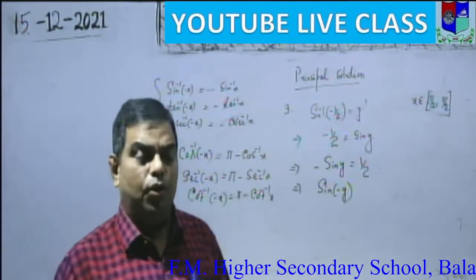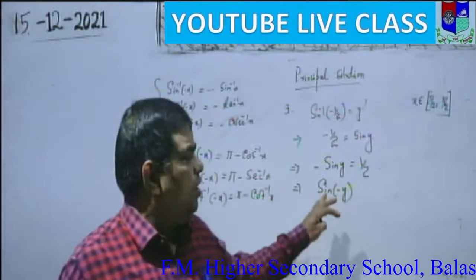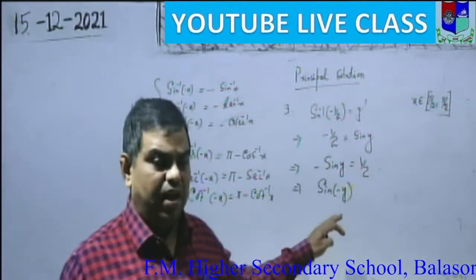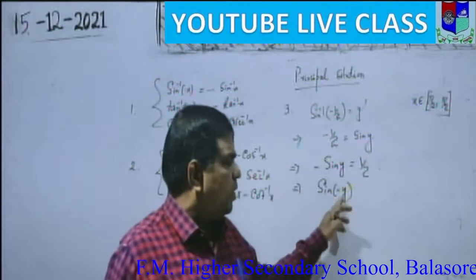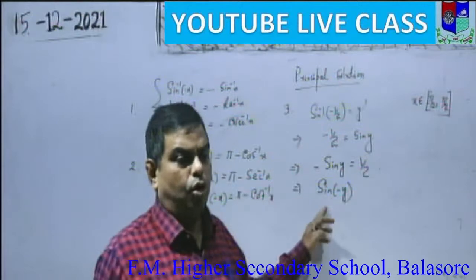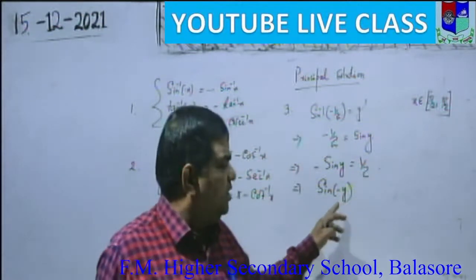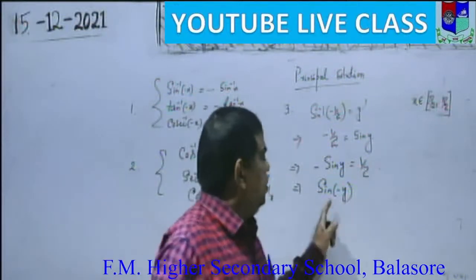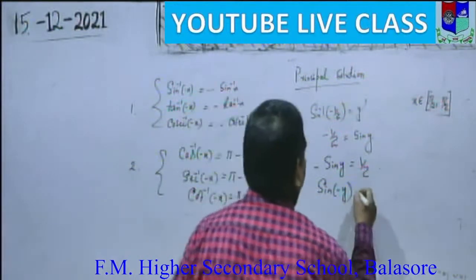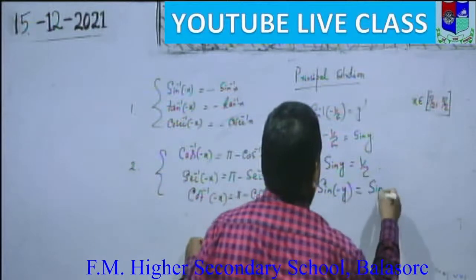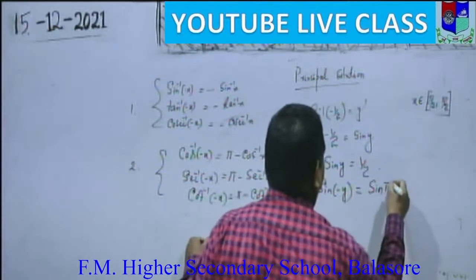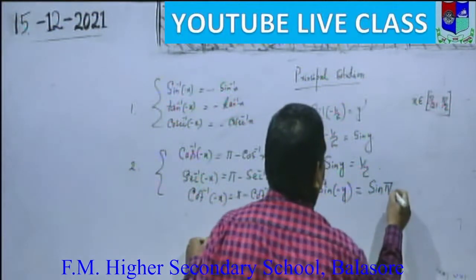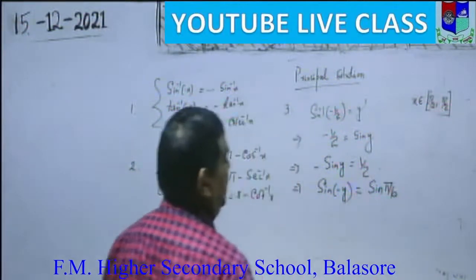We have four functions: sin, then cosec, then tan, then cot. Sin minus y is minus sin y. But cos minus y is equal to pi minus cos y. So this is nothing but sin 30 degree, which is pi by 6.